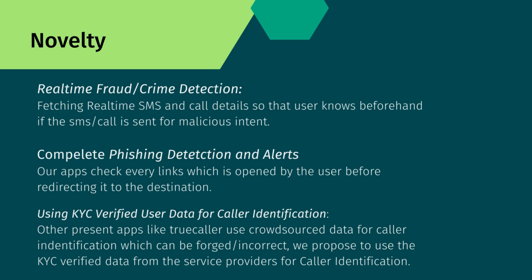These are the novelty points of our application. All details and processing is done in real time so that the user knows beforehand if the SMS or call is sent with malicious intent or not. We also provide a complete phishing detection and alert system which prevents users from dangerous phishing attacks which can leak personal information of the user. Also, other present apps like Truecaller use crowdsourced data for caller identification, which can be forged or incorrect. We propose to use the KYC verified data with the service providers for caller identification.